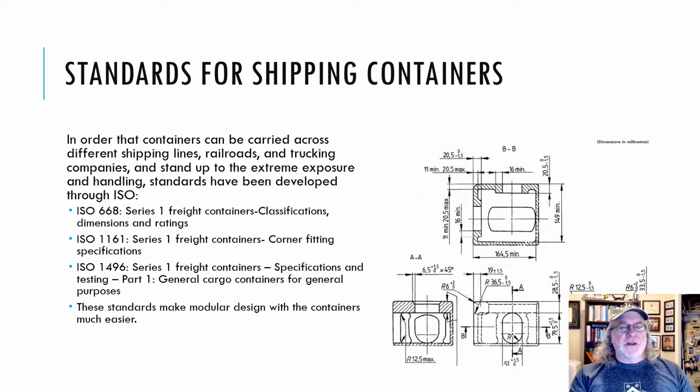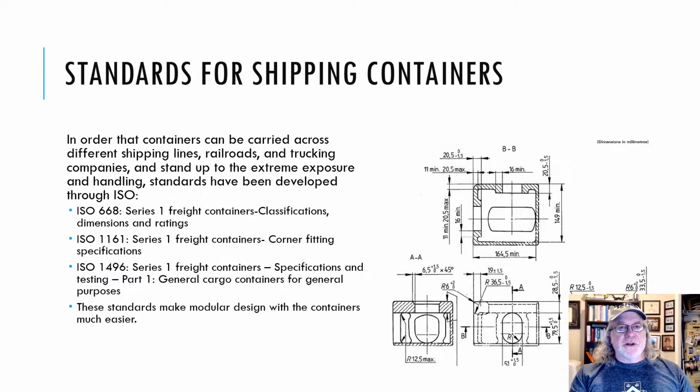Okay, the standards. The big thing in the standards is going to be the corner castings. But here are the three important standards. It's the dimensions and ratings. That's the size of the containers and how much they can take. And the dimensions are very, very exact, which they have to be. And that helps us in design too, because we know what we're getting as a design material.